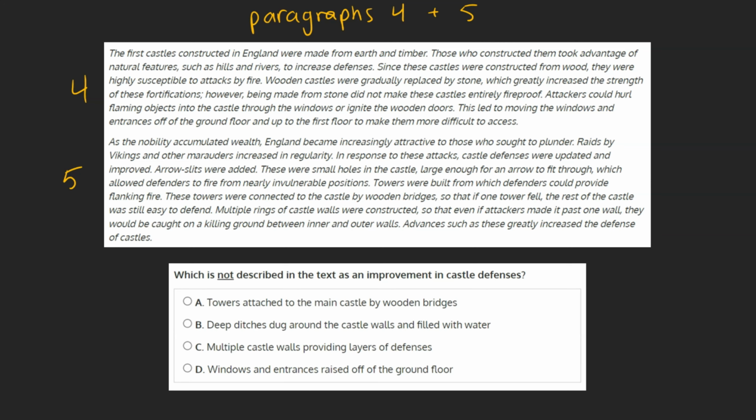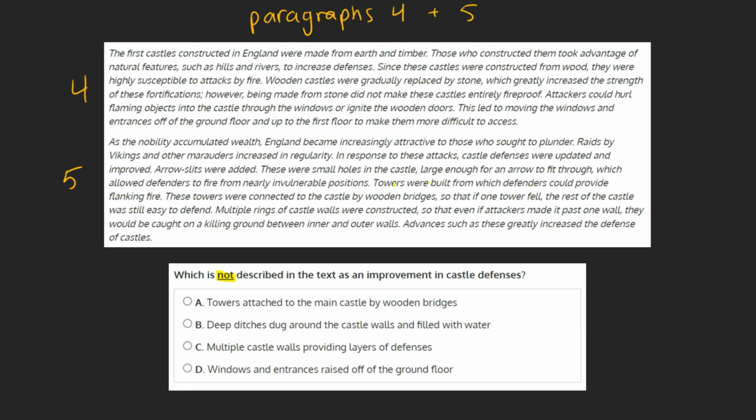In order to answer this question, we need information from the 4th and 5th paragraphs, which I have posted here. In these paragraphs, we see the improvements in castle defenses being discussed. Because our question is asking which is not described in the text as an improvement in castle defenses, if we go through our choices and find backing in the text for them, we can know it is not the right answer.